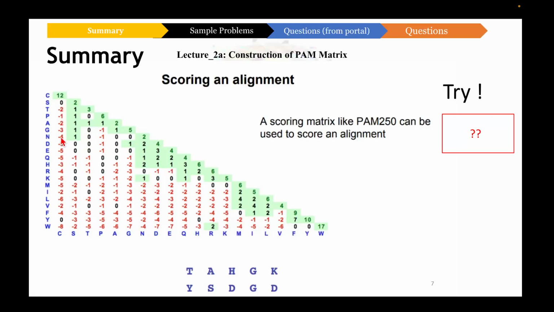Okay, sir. Then A is here and S is in the second column, so it's 1. Yes, sir. Got it, sir. Thank you.